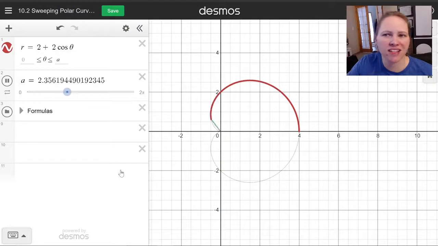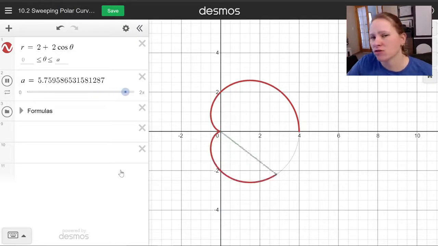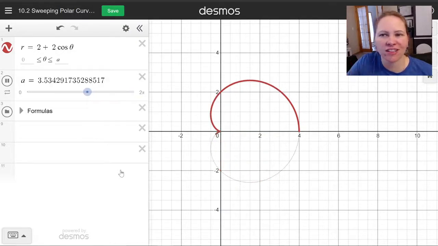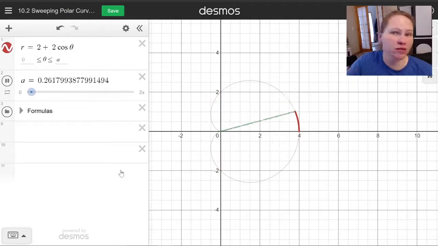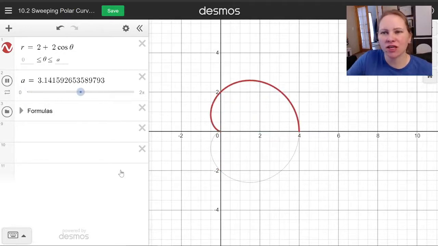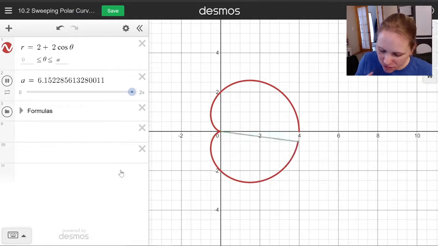So when the cosine is negative, like that is in quadrants 2 and 3, you'll see that r gets a lot shorter because it's 2 plus 2 times some negative value. So it creates this cool shape, and this is a specific kind of shape called a cardioid.